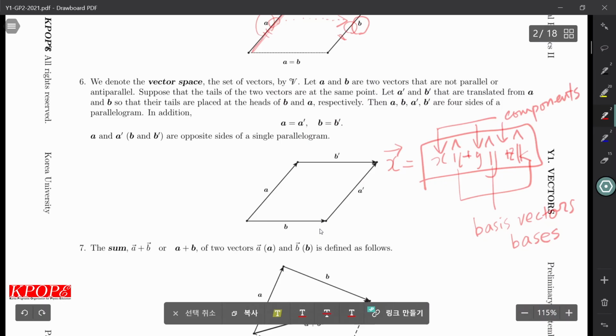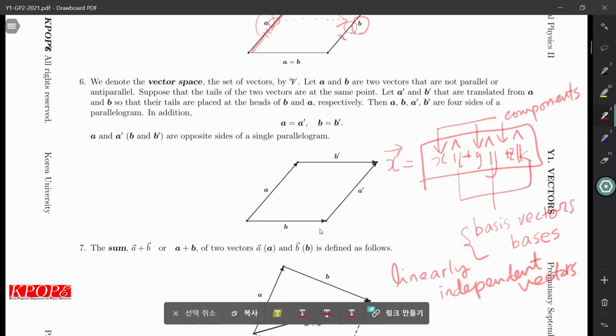So x is the x component, y is the y component, and z is the z component. And i hat, j hat, k hat are all basis vectors. Basis vectors are linearly independent vectors. And the number of linearly independent vectors in a vector space is called the dimension. In three-dimensional space, we have three linearly independent vectors. In two-dimensional space, we have i hat and j hat, two linearly independent vectors.